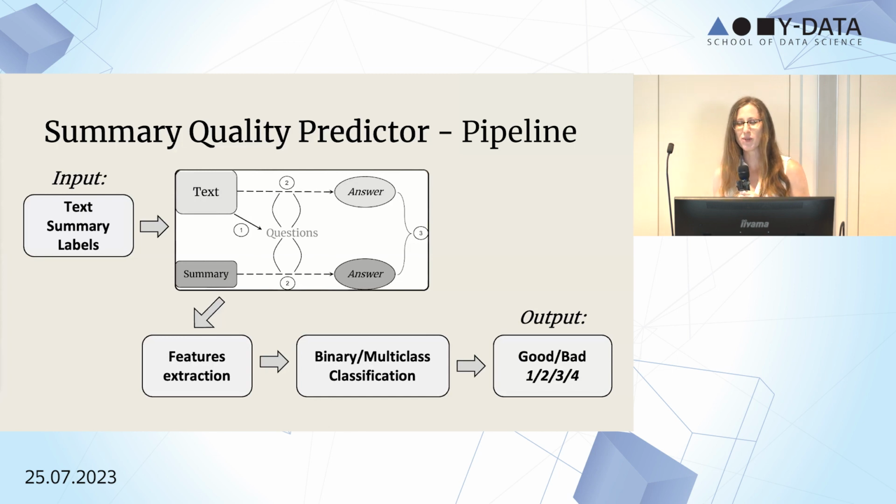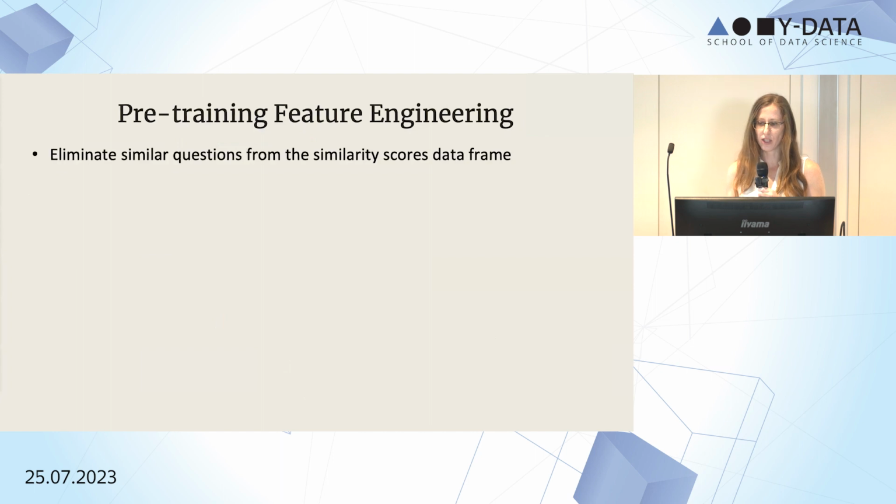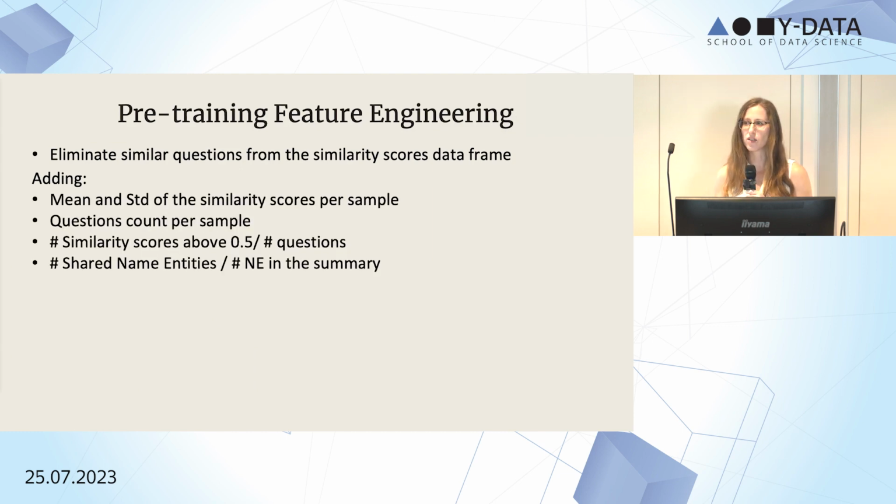So now that I briefly mentioned our approach, our pipeline, and the models we use, I want to share with you some of the steps we took along the way. So during our error analysis, we actually noticed that some of the generated questions are quite similar. So to improve the performance of our model, we eliminated features from similar questions. We also added some features to the similarity scores to highlight the differences between the different classes. We added the mean and standard deviation of the similarity scores per sample.